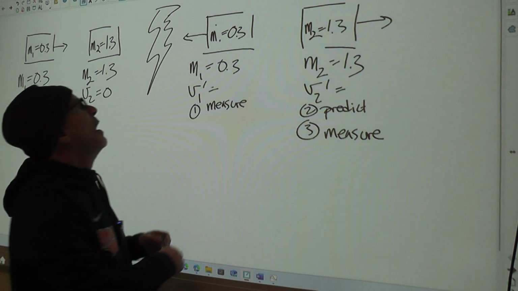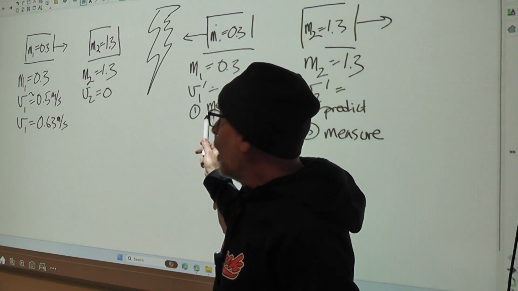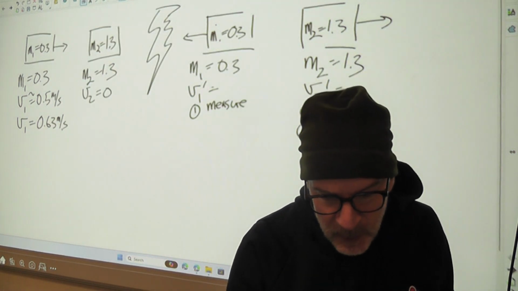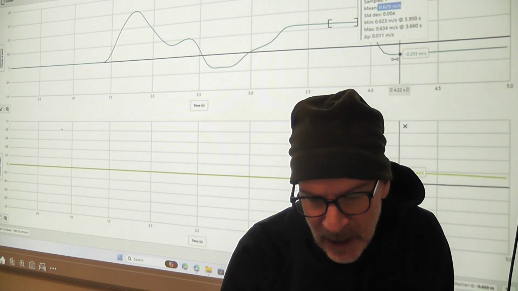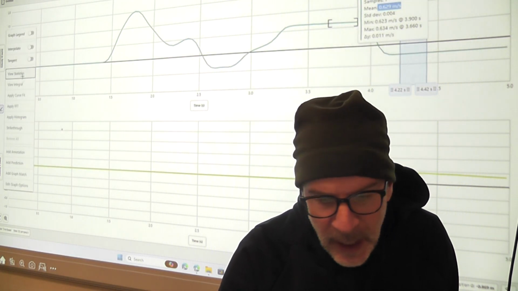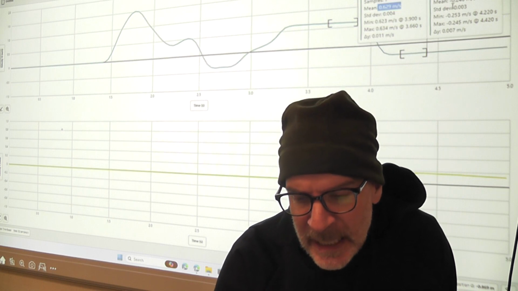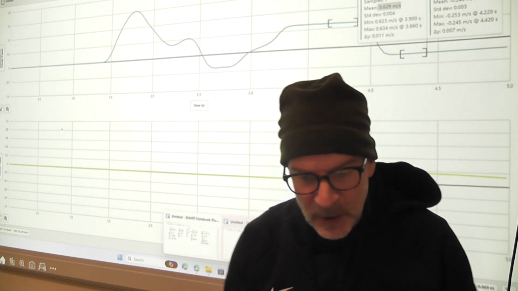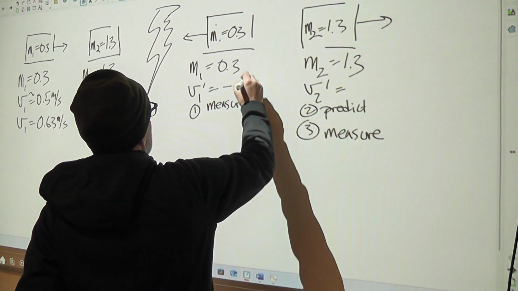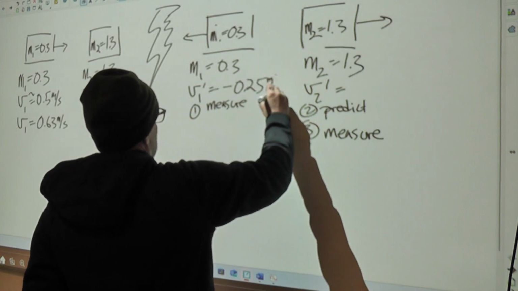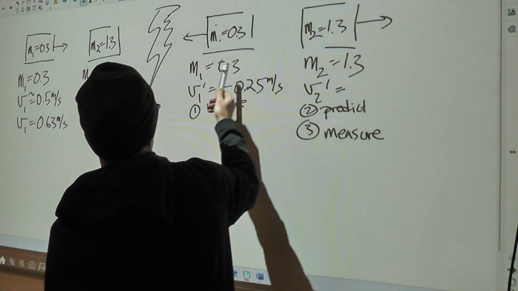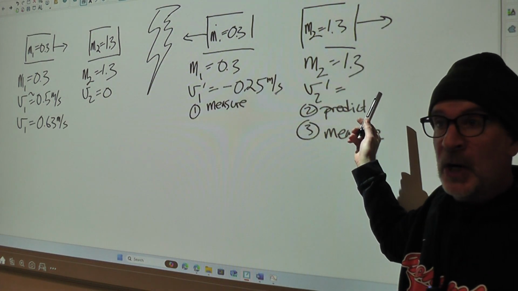And then my green cart, after the collision, I'm gonna measure its velocity from graphical analysis. So that's gonna be down here after the collision. The average velocity is about negative 0.25. So I'm gonna put that in here. Negative 0.25 meters per second. And this information is what I'm going to use to make a prediction.